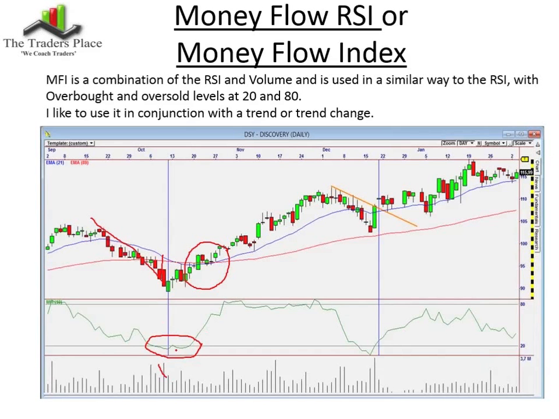And that is combined with the relative strength index. So our price is strengthening, and we've got volume in the trade. And that's a good confirmation for the moving average crossover.